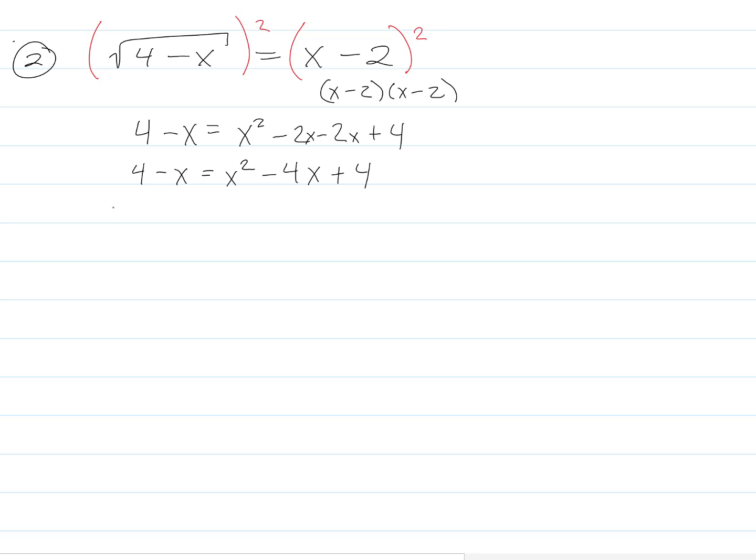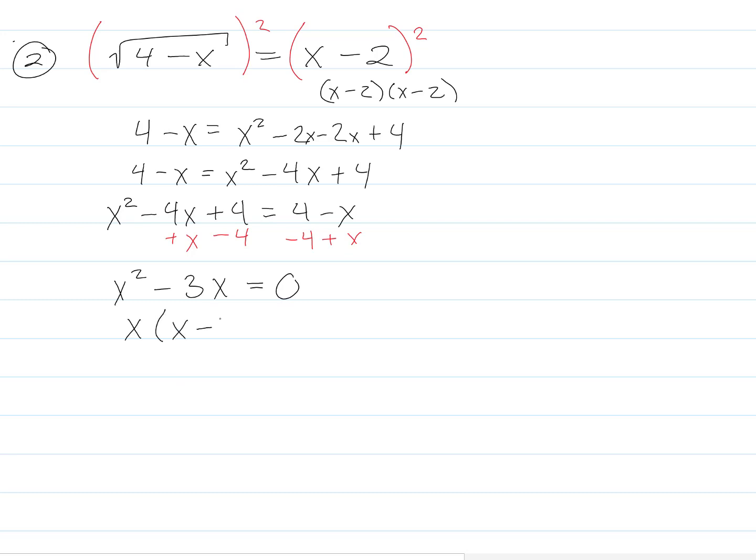I'm going to flip them so the x squared is on the left, just because it makes me happy. x squared minus 4x plus 4 is equal to 4 minus x. And then I'm going to subtract 4 and add x to both sides. That gives me x squared minus 3x is equal to 0. I can factor out the x to get x times x minus 3. So that means either x is equal to 0 or x minus 3 is equal to 0. So again, I can add 3 to both sides, and I get that x is equal to 3. Just like that, x is equal to 3.